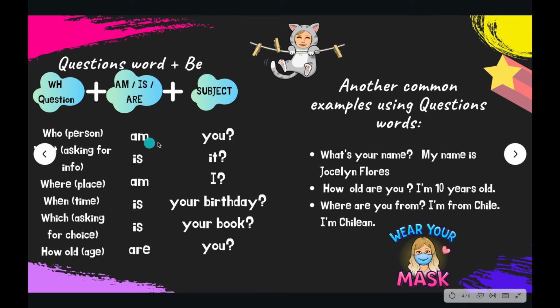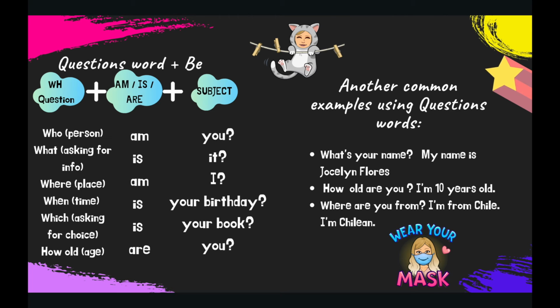Now I am going to explain a little bit. Here I have a mistake. Who are you? No, who am I you? Who are you? When I am talking about who, I am talking always about a person. The word who in Spanish represents quién. When I am talking about who are you, quién eres tú? The second word, what, it means qué.